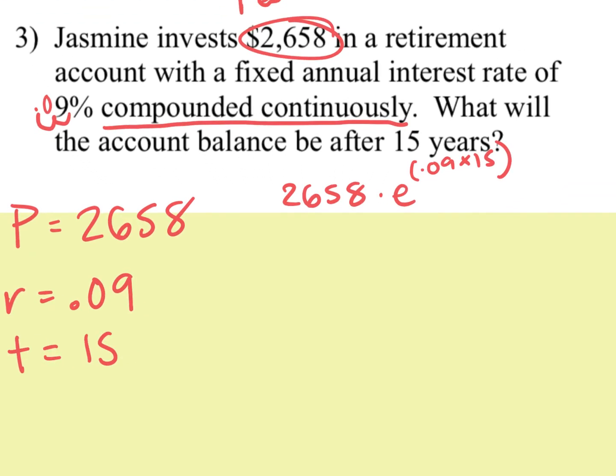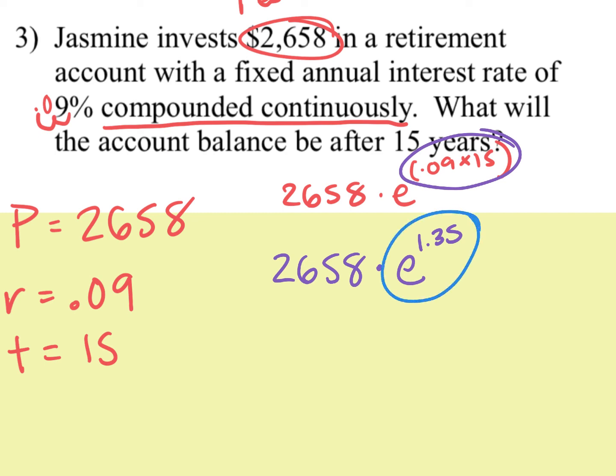So here, what do I have to do first? Multiply the exponent up here. So 0.09 times 15 is what? 1.35. What do I do next? e to the power of 1.35. So that gives me 3.857425. And we're going to keep it in our calculator, so it doesn't really matter how many numbers we write down.